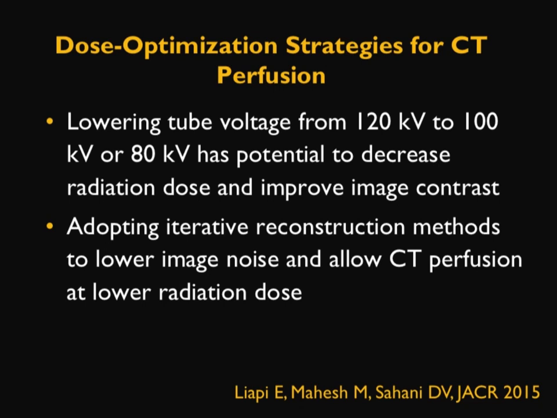Therefore, for a CT perfusion protocol, the first thing to check is what tube voltage is set. It should be set at 80 kV, at the most 100 kV, but not beyond that, because higher kV can lead to a sharp increase in the radiation exposure to the skin surface, thereby potentially leading to a deterministic effect. One can also adopt iterative reconstruction methods to lower the image noise and allow CT perfusion at lower doses.